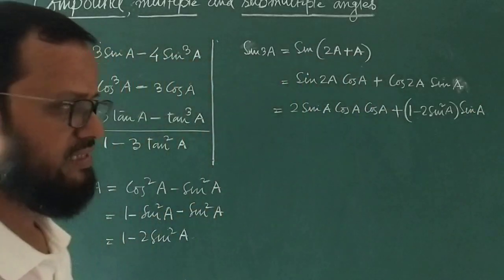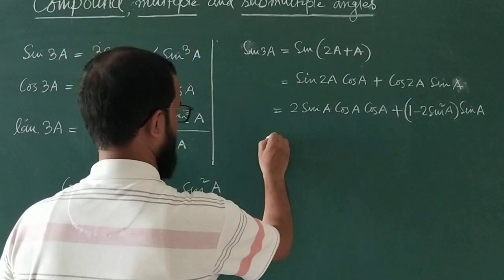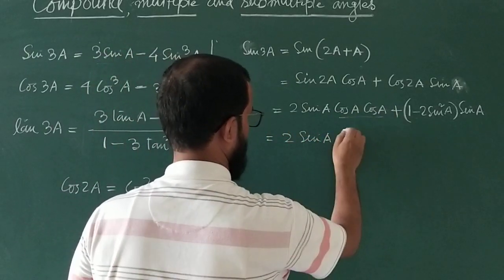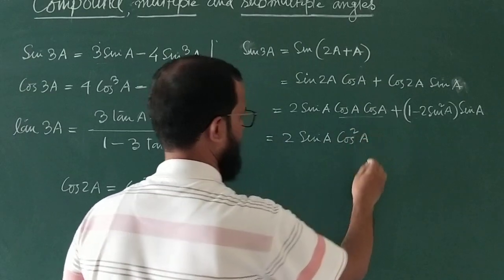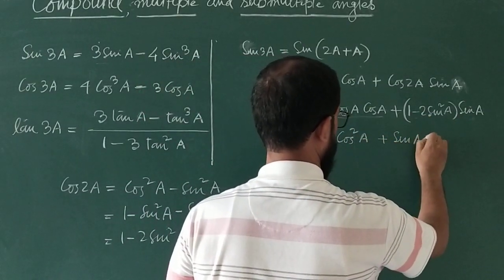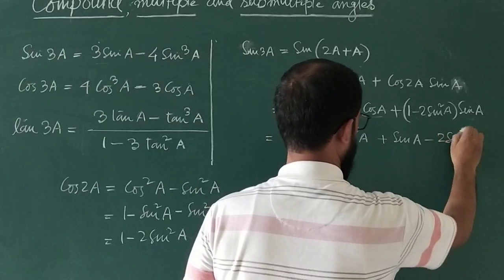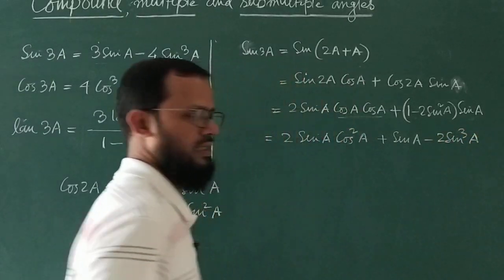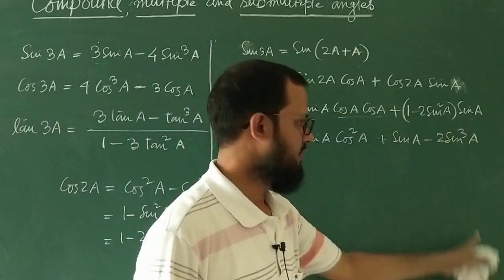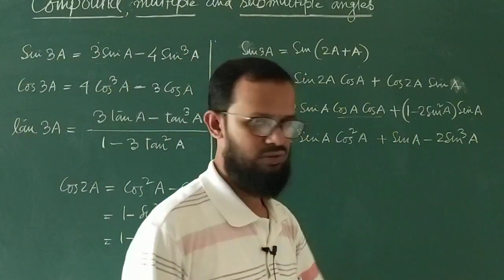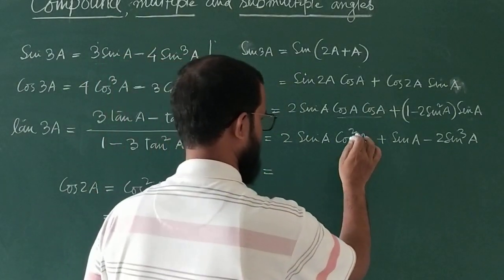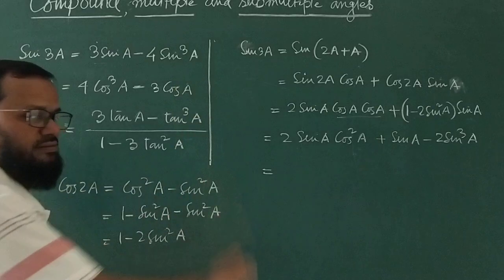I hope you are understanding. Now this 2 sin a and this one is what? Cos square a plus multiply करो sin a minus 2 sin cube a. Okay, if you expand, if you remove the bracket, what will happen? It will be sin a minus 2 sin cube a. Okay, your result is into only sin, okay.